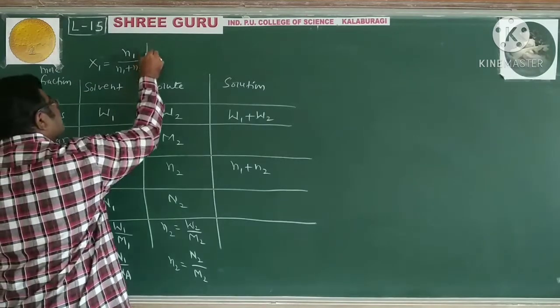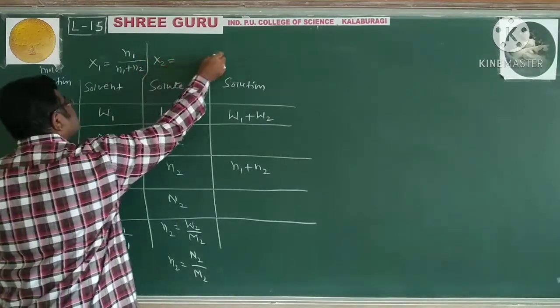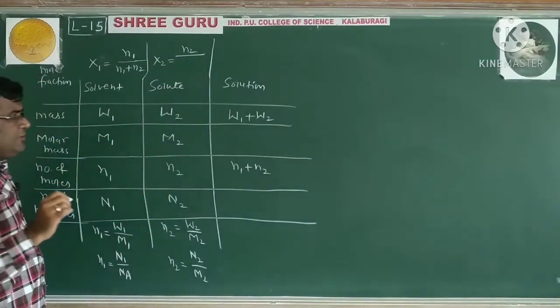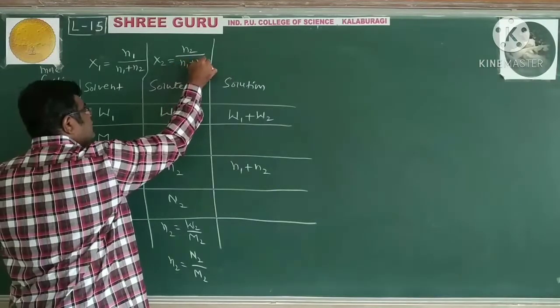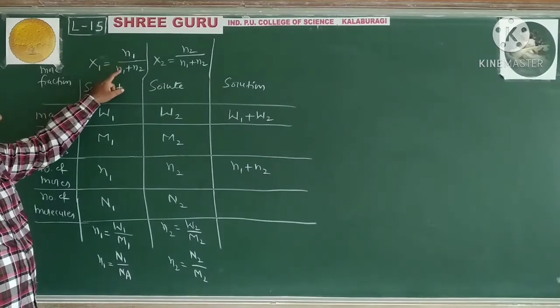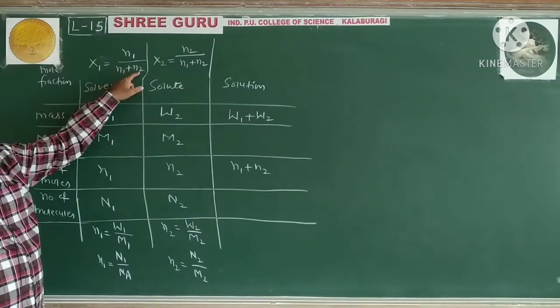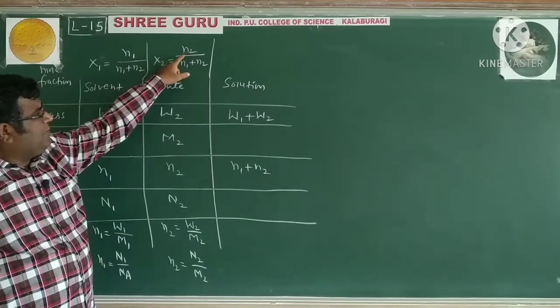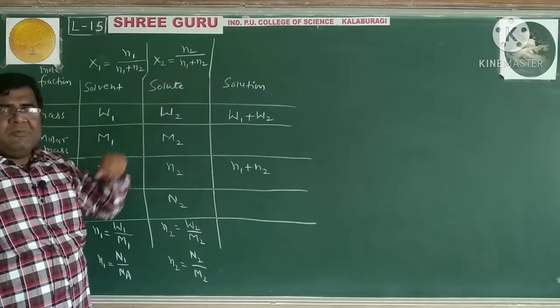What will be the mole fraction of solute here? x2 is equal to number of moles of that component divided by number of moles of all components present in the solution. So x1 equals n1 by n1 plus n2, number of moles of solvent divided by number of moles of solvent plus number of moles of solute. x2, the mole fraction of solute, equals number of moles of solute divided by number of moles of solvent plus number of moles of solute.